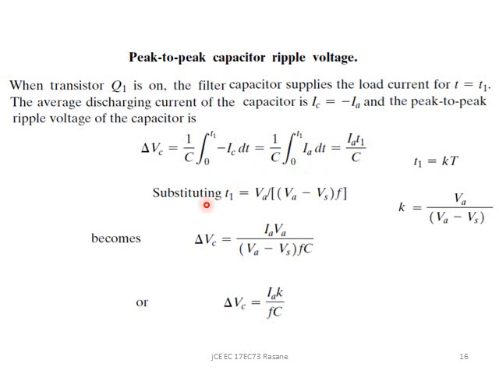So substituting for T1, we know T1 is equal to K into T, K is equal to Va upon Va minus Vs, as we have seen in the last slide, and T can be written as 1 by F. So I will get an expression for T1 equal to Va upon Va minus Vs into F. So delta Vc becomes equal to Ia into T1, that is Va upon Va minus Vs into F into C, or delta Vc can be written as Ia into K upon FC.